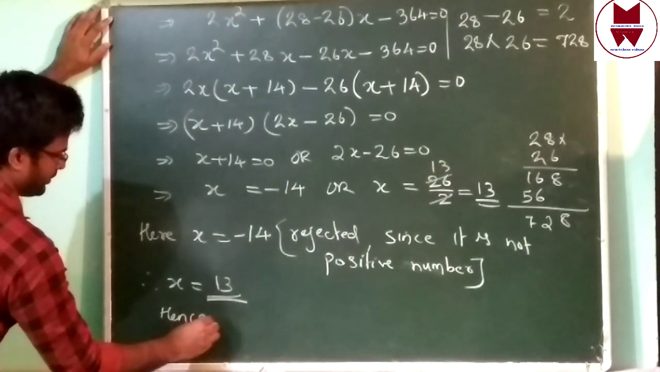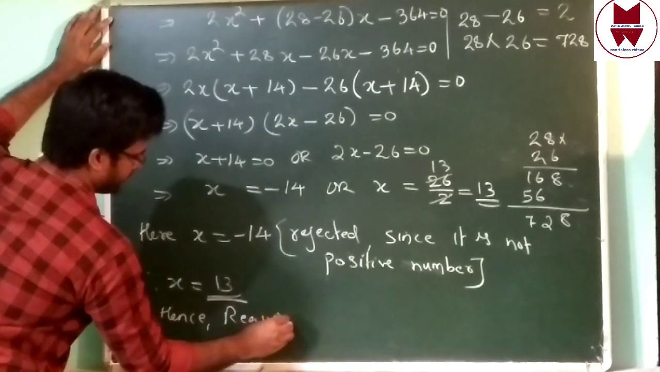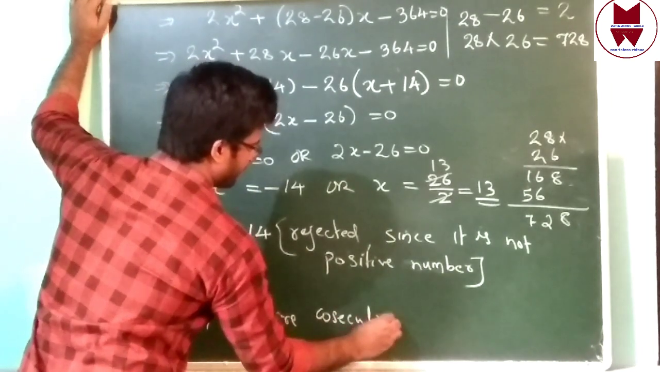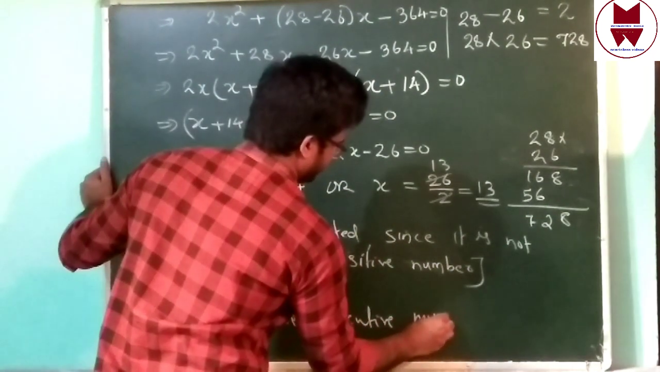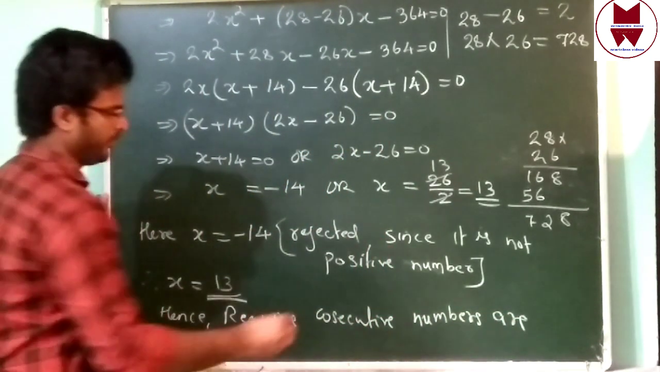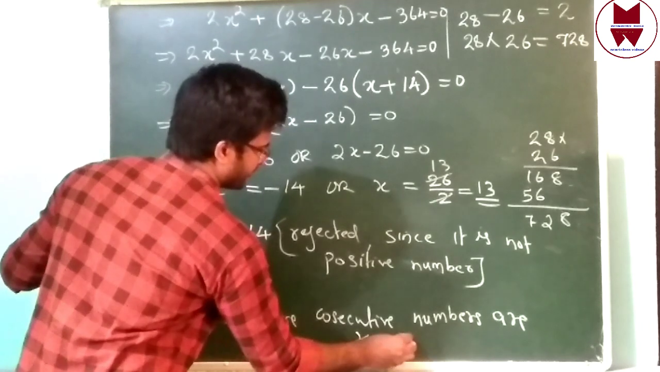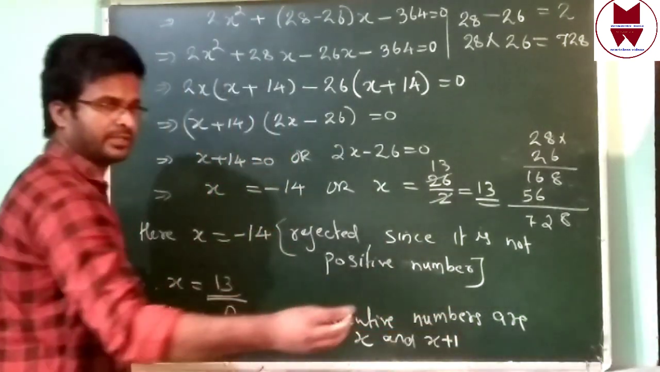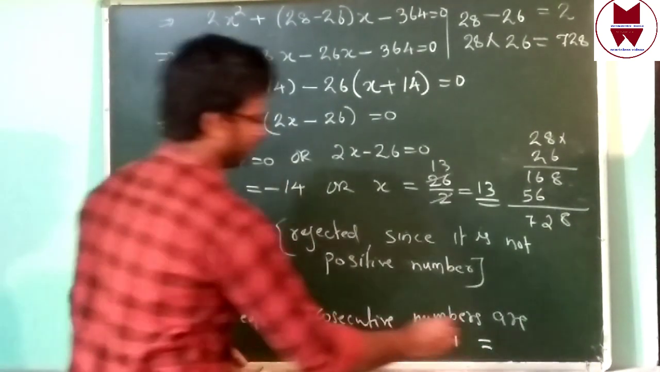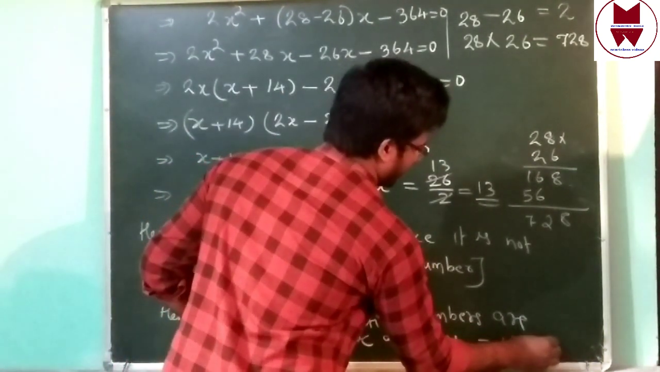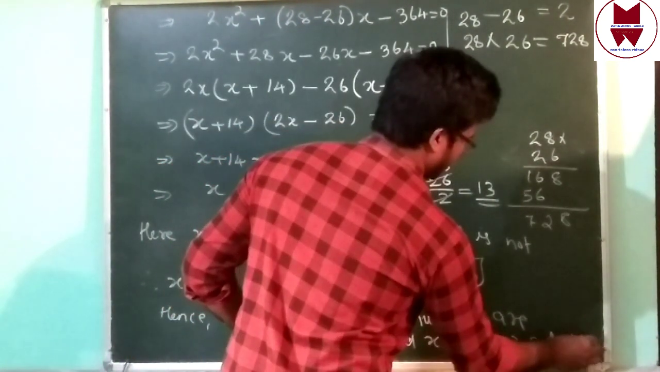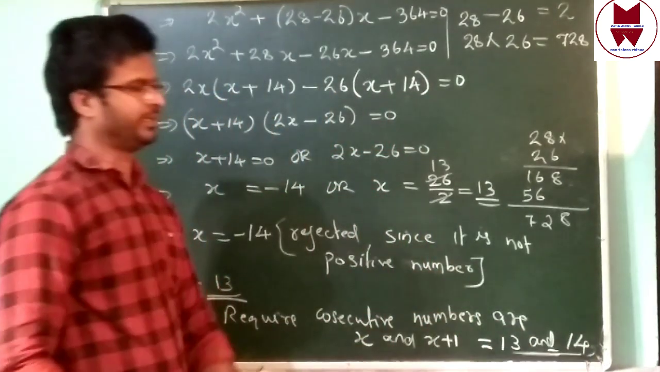Hence, required consecutive numbers are: already we took x and x plus 1, isn't it? What is x? X already got it, 13. And second number is x plus 1. X plus 1 means 13 plus 1, 14. We got answer 13 and 14.